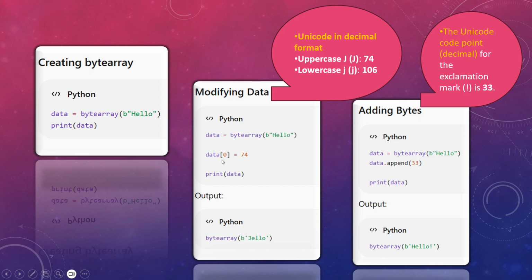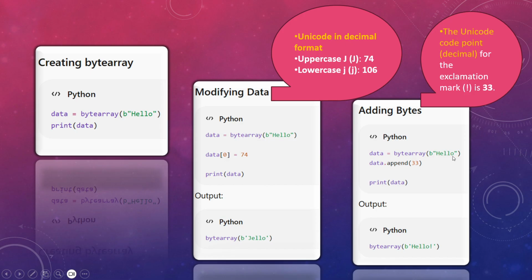Since it's an array, you can always use the index value. So you have control over this, right? data[0] = 74, you're overwriting. I already told you that 74 is the Unicode in decimal format for J. So it will change to J. See, your output H has been changed to J. This is how you can modify your byte data, okay?